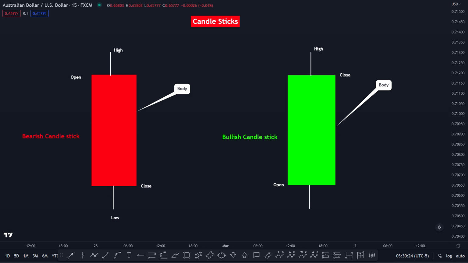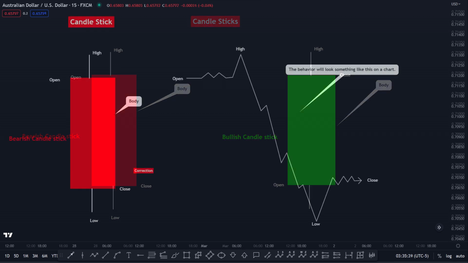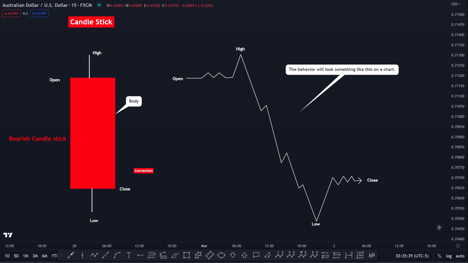Talking about candlesticks, you also must understand the open and the close of a bearish and a bullish candle. This will help you when confirming your entry, and you also must understand how a candlestick behaves. But let me show you a simple way to understand it. Here we can see that we have a bearish candlestick. It will open here. It will start by opening, then it will move to make a high.